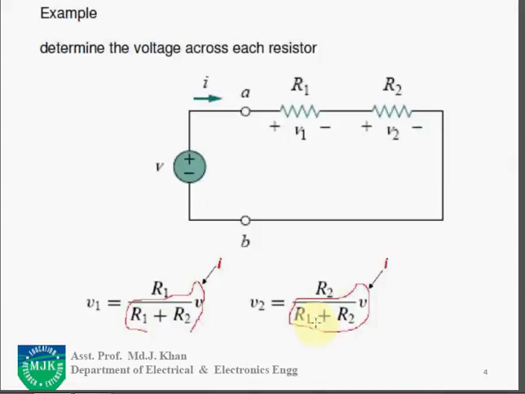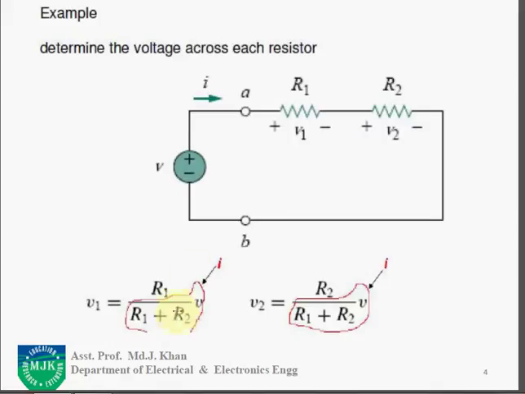Let's see an example. Here we have to find the voltage across these two resistors which are connected in series. So I have to find the voltage across this first resistance. According to what we have learned earlier, we put the total voltage V upon R1 plus R2. This is actually I, the total current flowing in the circuit, meaning V upon the total resistance.